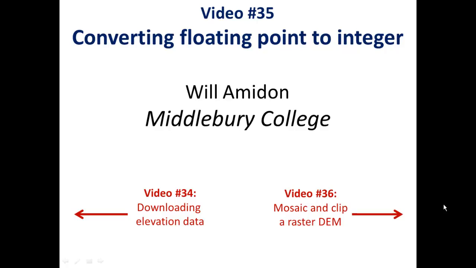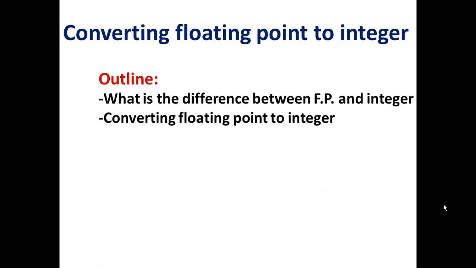In the last video we downloaded a digital elevation data set of Mount Shasta in Northern California, and our ultimate goal is to make a volume estimate of Mount Shasta. So in this video I want to show you how to convert the floating point data that we downloaded into an integer format. First I'll talk about what the difference is between these two things, and then I'll show you how to convert the floating point data into an integer.